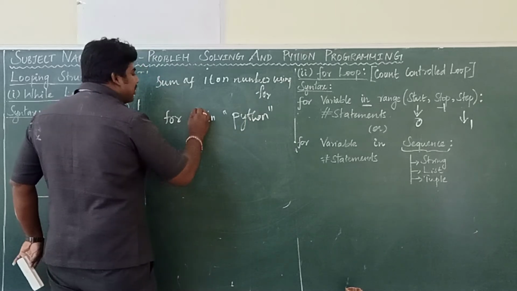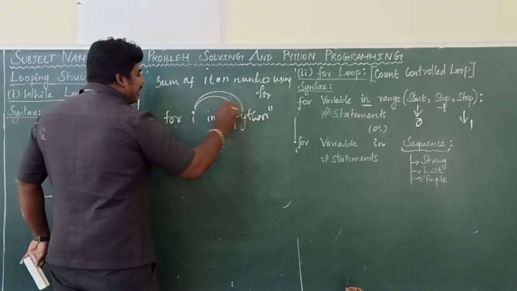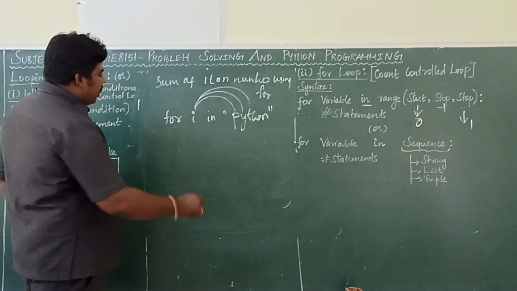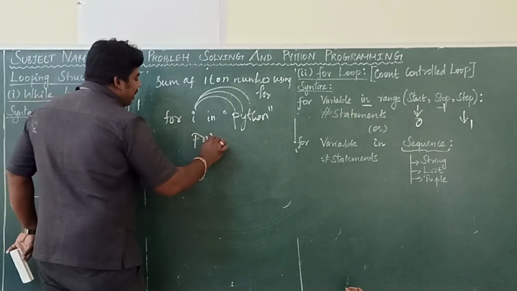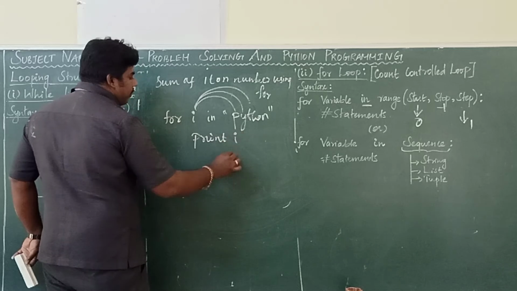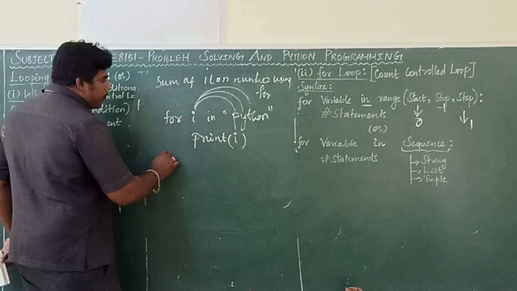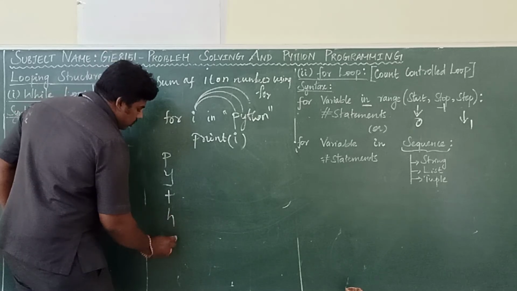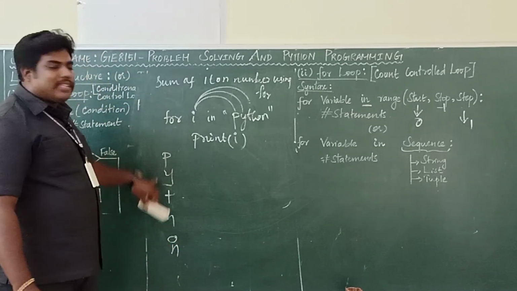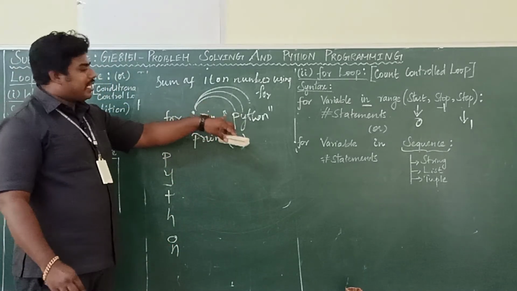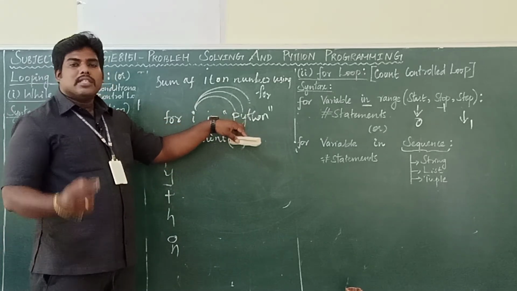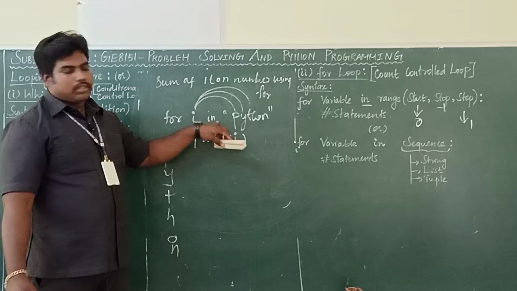So in the first iteration it will take P. Second iteration it will take Y. The third iteration it will take T. Inside I am just printing print I. So what will be the output? You will get P Y T H O N. You'll get the answer Python. Each time, each iteration, it will take one character from the string.